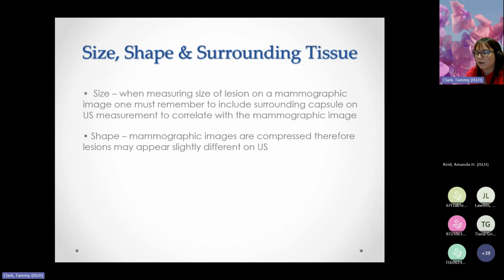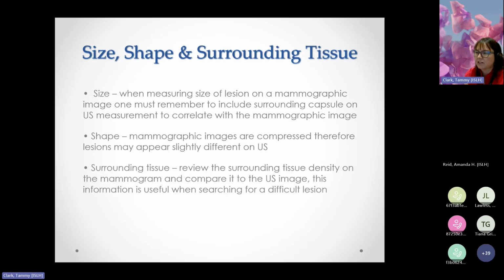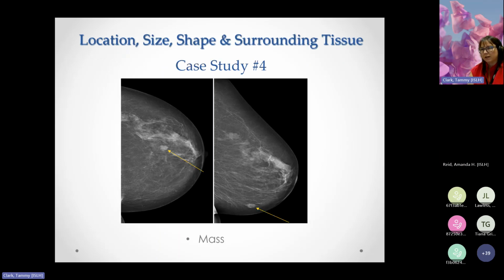You can also look on the mammogram to see the shape of what you're looking for, and the surrounding tissue. So review the surrounding tissue on the mammogram. Is it in a fatty breast? Is it in a dense breast when you're searching for those difficult lesions? So here is a case study showing the location, size, shape, and surrounding tissue.